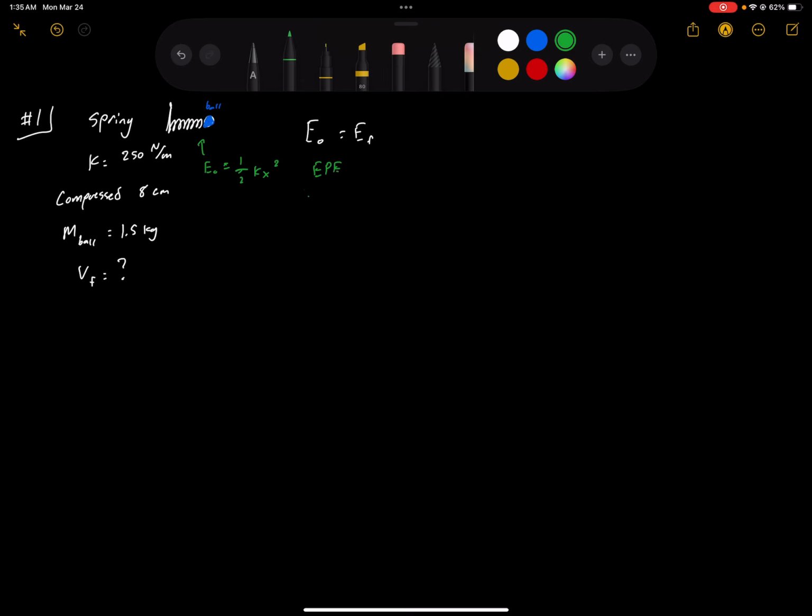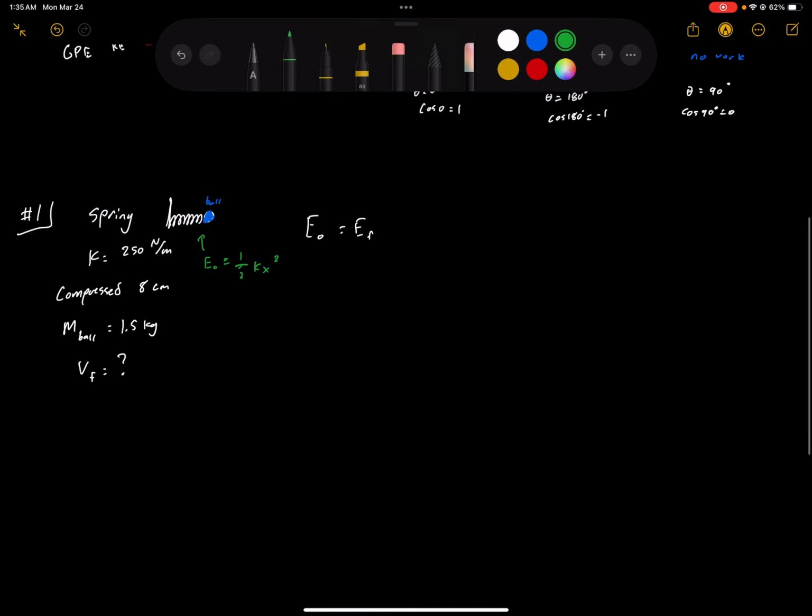I think on Physics Classroom they put PES, but anyways, I just want to focus on the actual equation. But yeah, so we know we have elastic potential energy at the beginning, right? So this is the initial energy of the system. Here, let me move this. I want to draw the picture. And at some later time, right?